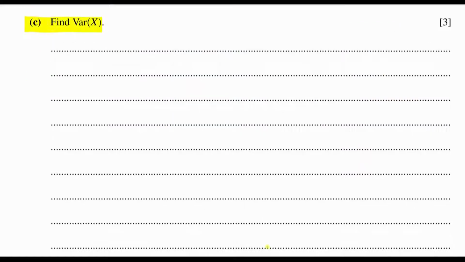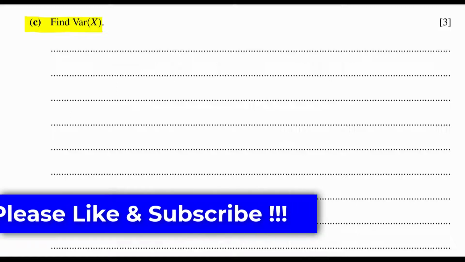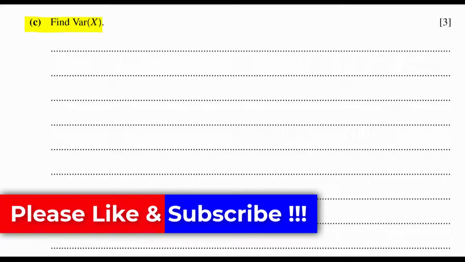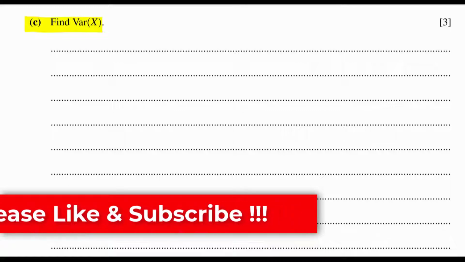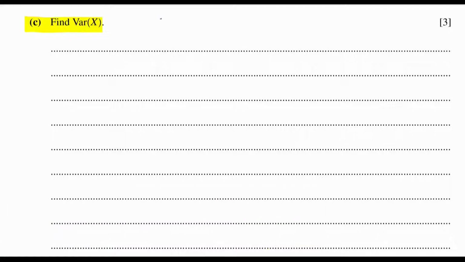Here is the C part. Find the variance of x. So for the variance of x we require the distribution table. I will write here. For 1 it was 15 over 35. For 2 it was 10 over 35. For 3 it was 6 over 35. For 4 it was 3 over 35, and lastly for 5 it was 1 over 35.